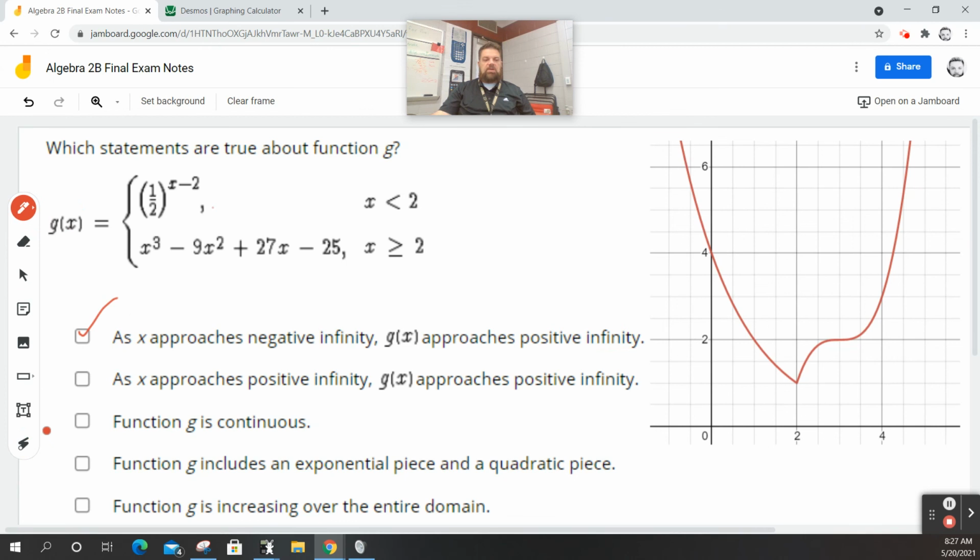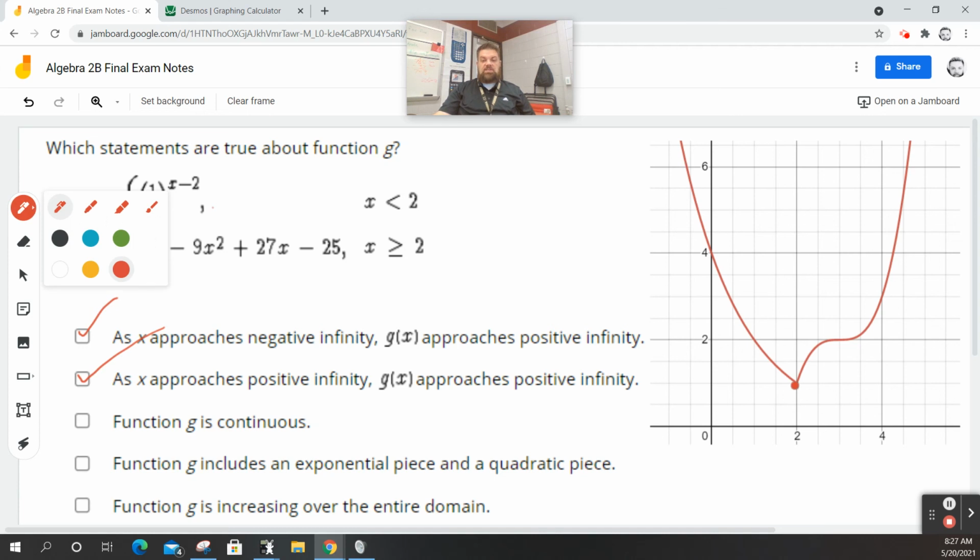So guess what? That works. Okay. As x approaches positive infinity, g of x approaches positive infinity. So same question, but now we're looking this way. As I follow along this graph to the right, what does it seem to be doing vertically? It's going up towards positive infinity. So we could check that off the list.